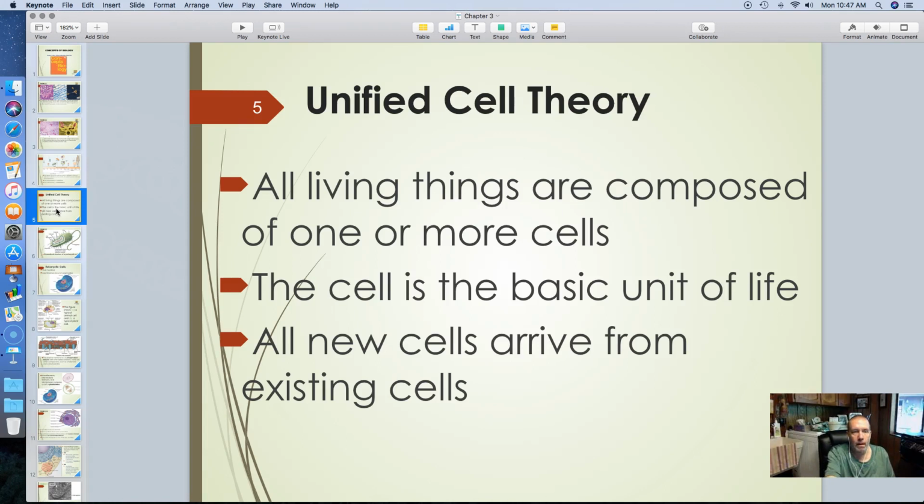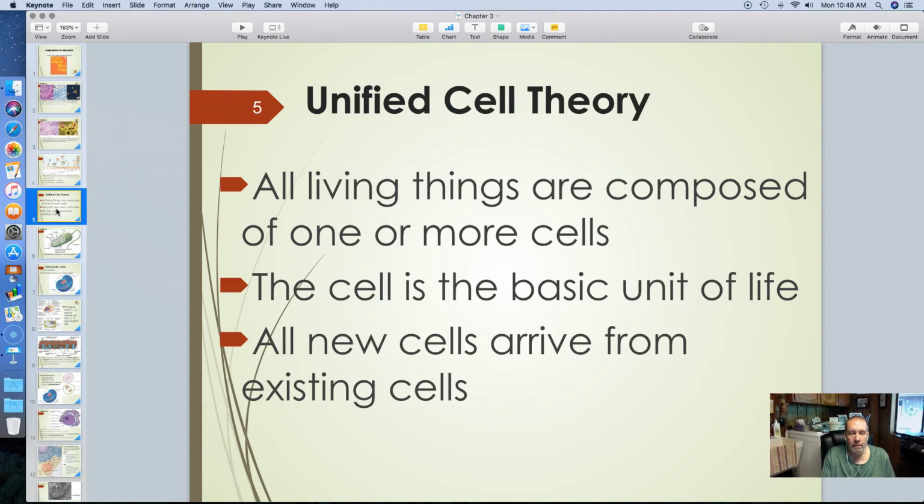All right, so as humans started having the ability to see things that were microscopic, because remember, we didn't always know these things even existed. We didn't until we invented microscopes. But there were theories before then, before we could actually see things. There were scientists that theorized that there was more to living things than what we could actually see with our naked eye.